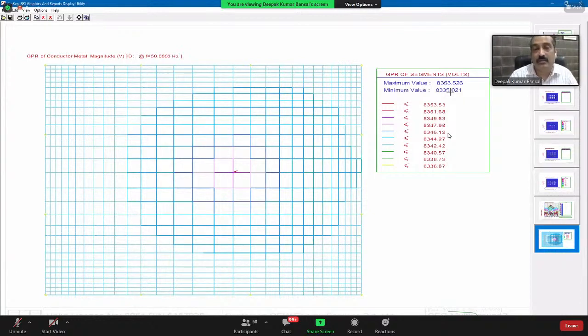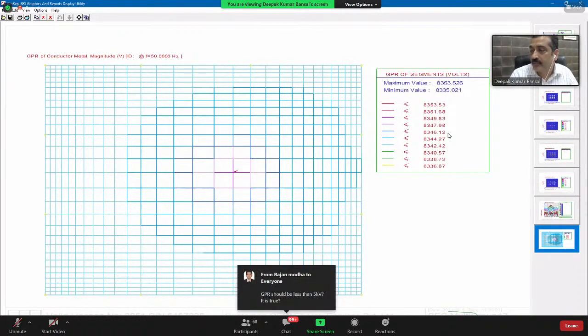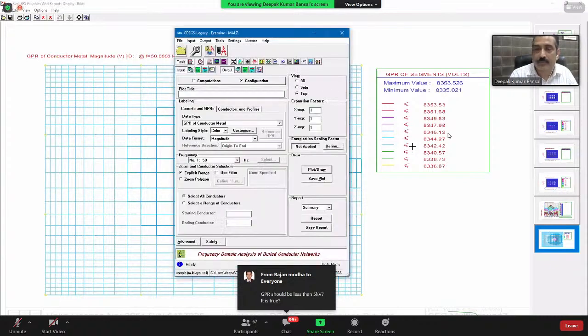But sometimes if the area is very big and we are using MS conductor like we are doing in India, in steel conductor, then you will find that the potential difference in the conductor itself is higher than this, because of the voltage drop in the conductors, and that is well calculated by the software, which we cannot do with the Excel-based calculations. 3D view is also there.